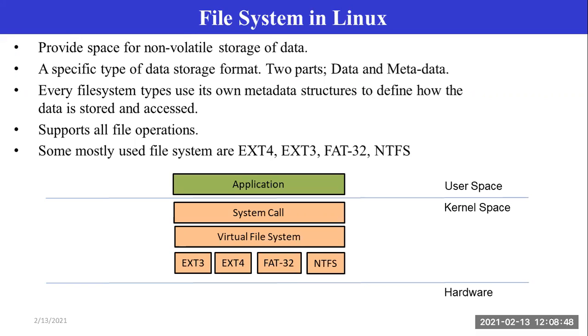The very famous file systems in Linux, at least, are ext4, ext3, FAT32, NTFS, and so on and so forth. There are hundreds of file systems available in Linux. So I have just picked four of them.